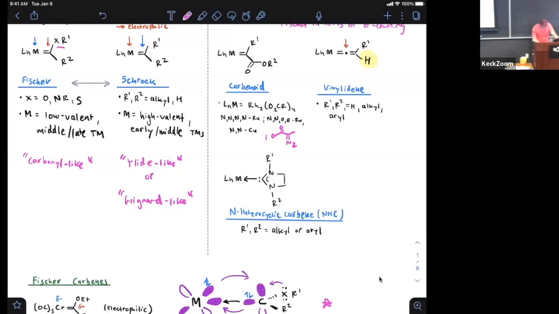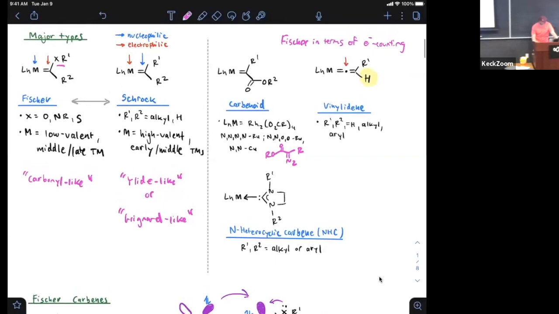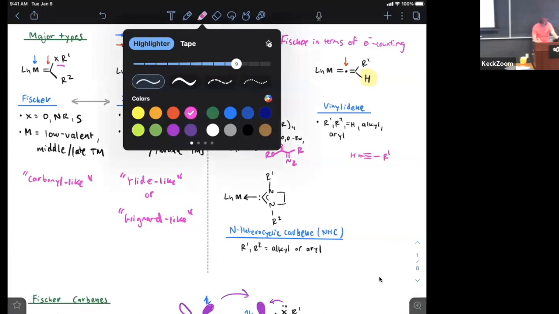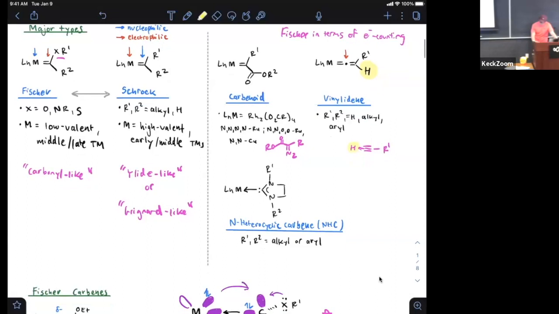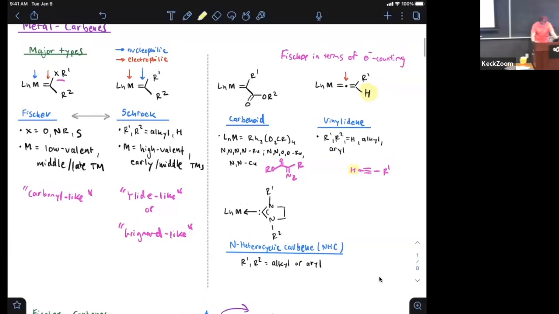Vinylidenes are these interesting allene-looking metal carbon doubly bonded species. They're formed by a spontaneous rearrangement from terminal acetylides interacting with low valent metals. And these are Fischer type by virtue of the fact that the vinylidene not coordinated to the metal is strongly favorable to be in the singlet carbene state.